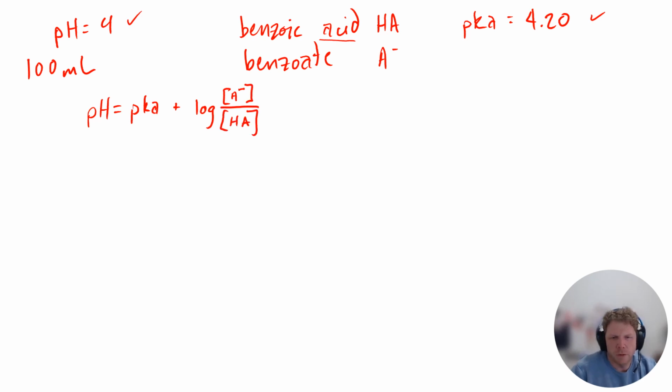Now here's where it gets a little bit complicated. You're provided with concentrations. One concentration that you're provided with is benzoic acid, which has a concentration of 0.1 molar, and benzoate, which has a concentration of 0.18 molar. Now the tricky thing is, what are the volumes? That's really the question that we're after. The question is, what volume do we need?